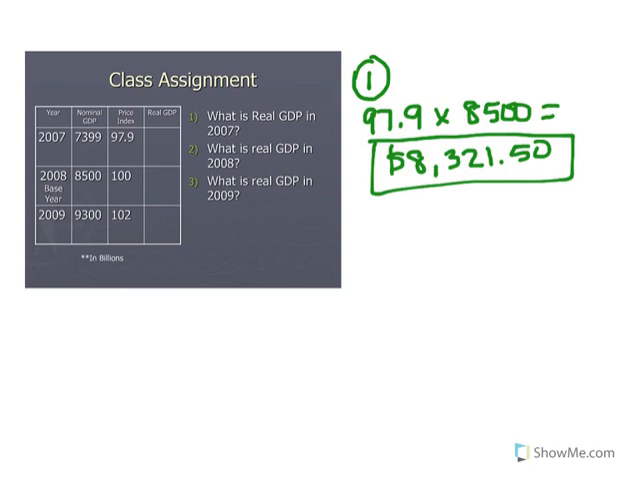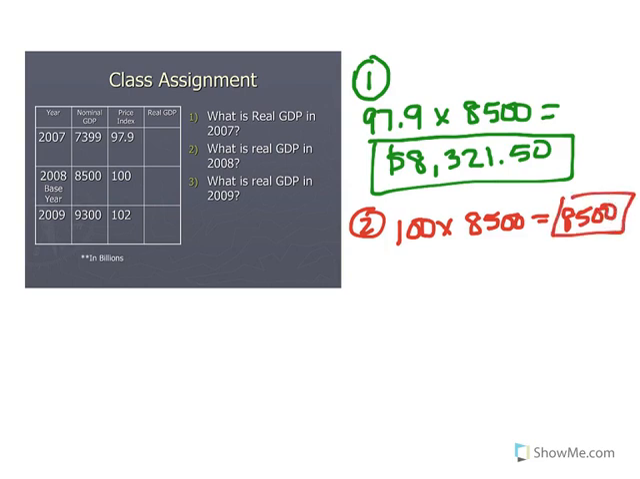And then I ask you, what is the value of GDP in 2008? Well, again, you take the price index, which is 100, and multiply it by the base year nominal GDP, which is 8,500. So in this case, 100% of 8,500 is going to be 8,500. In other words, the nominal GDP will be equivalent to real GDP in the base year.